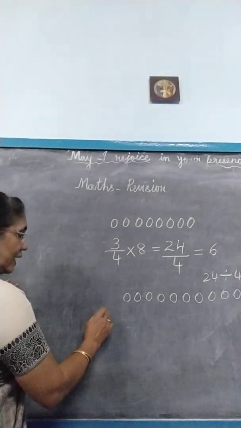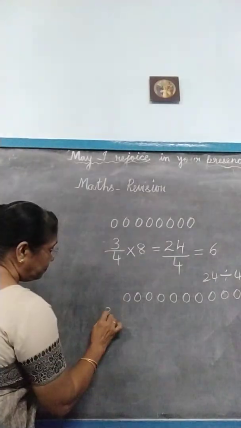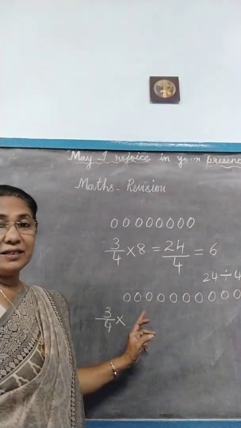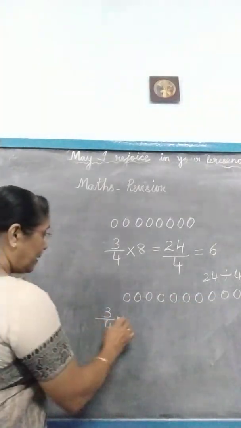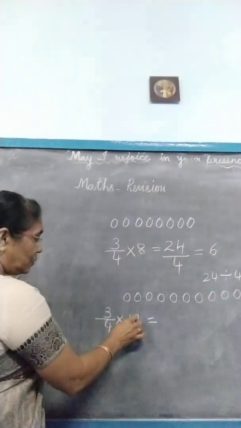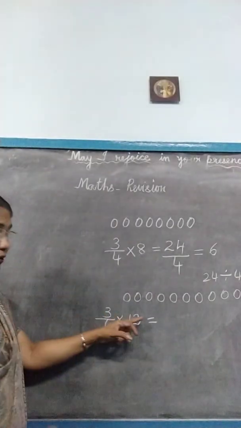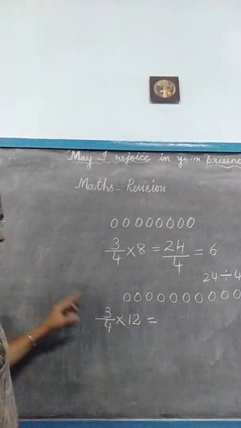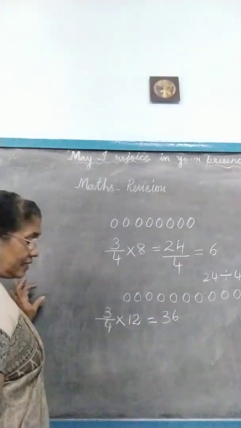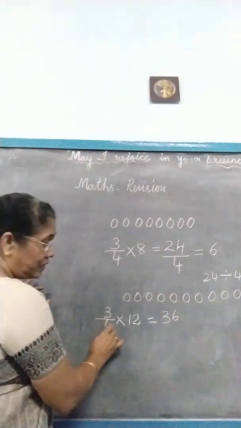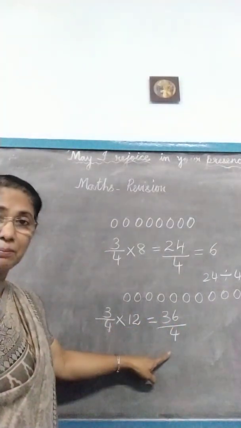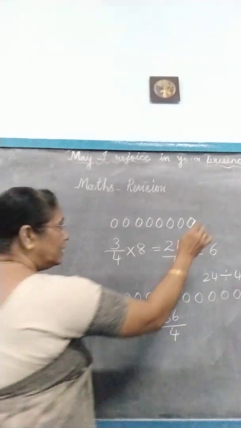So first we will write 3 by 4. And how many numbers did we count here? Yes, 12. So 3 by 4 into 12 equals, now 12 into 3. What must you write here? Yes, 12 into 3 is 36. By what is this number? Yes, by 4. That means 36 divided by 4. We will do that here.